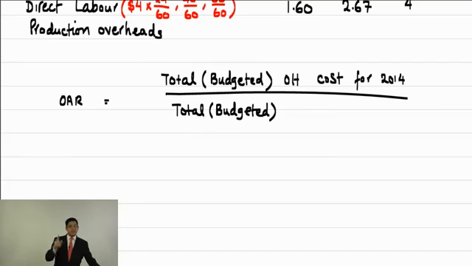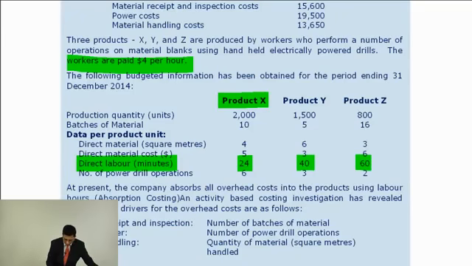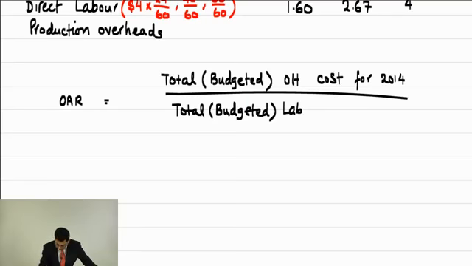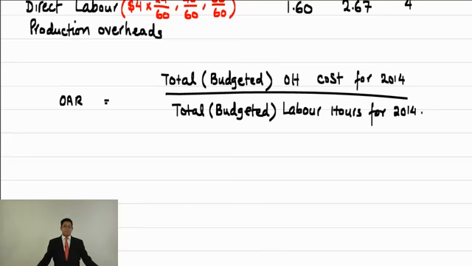labor hours. Why budgeted? Because the overhead absorption rate is established at the beginning of the year when only the budgets are there. We don't have actual results. So budgeted information is used. So total budgeted overhead cost for 2014 and total budgeted labor hours. Just need to double check labor or machine hours. Yes, using labor hours, for 2014.